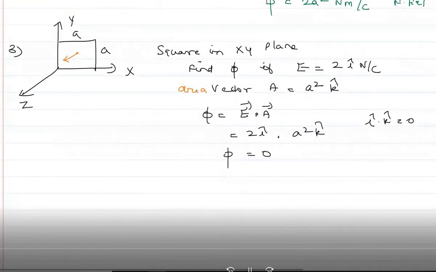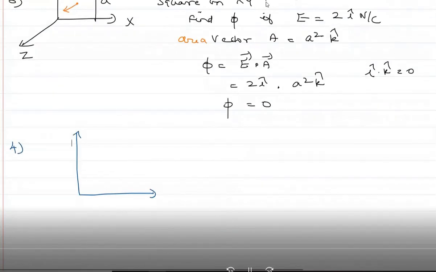If this is clear, then I will move to the closed surface, like a cube. Stop me if I am going too fast, okay? If you want to copy or something, just stop me. Okay, now consider the cube. It is a closed surface, right?